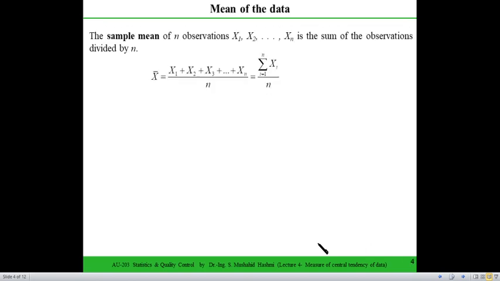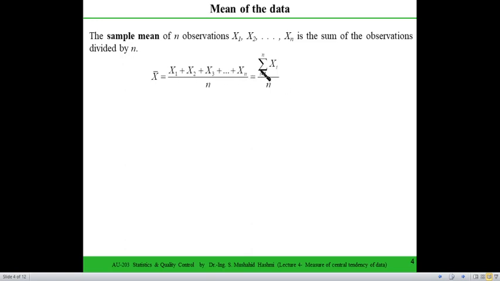How to calculate the mean? If you have a sample with n observations, the first observation is x1, second is x2, third is x3, and so on. Xn is the nth observation. To calculate the sample mean, take the sum of all the n observations and divide it by the number of observations. Your number of observations is n, and this would represent the mean of the data.